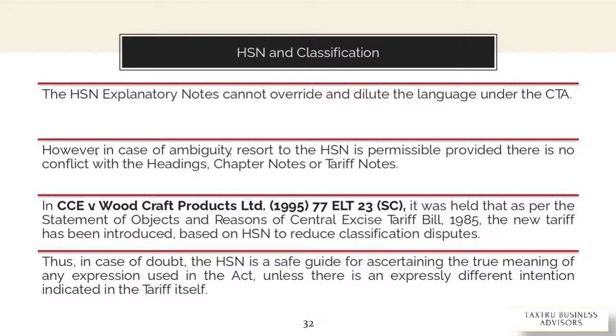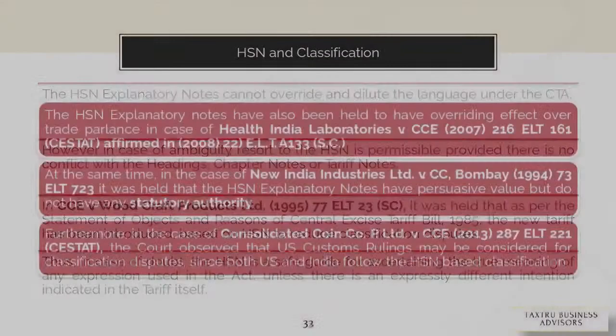You will see that if you match those international HSNs with our Customs Tariff Act, most of them are similar, but there are some HSN explanatory notes as well, which, as I just said, cannot dilute the language. It might be possible that in India a machine works differently and is used in two ways, but abroad that might not be the case. So that's why it is important. You can just take the reference of HSN.